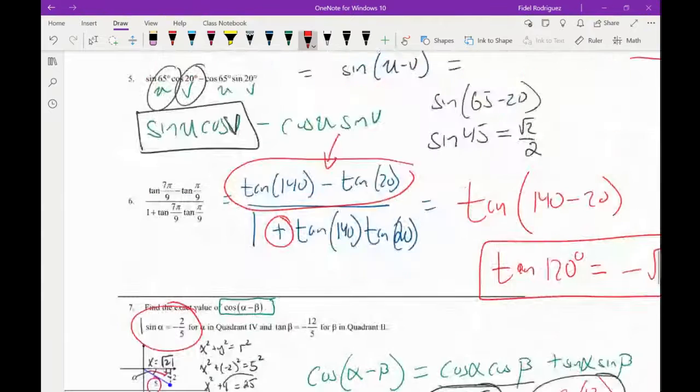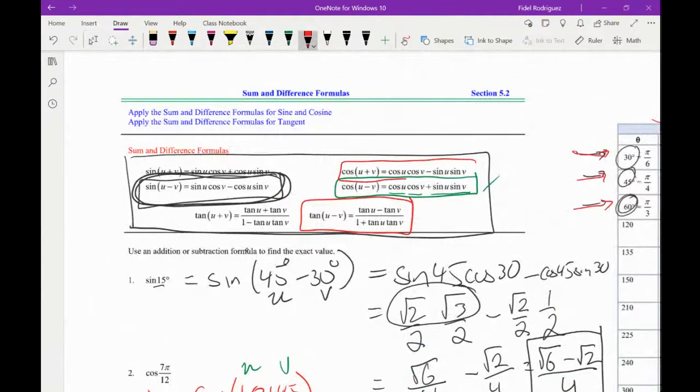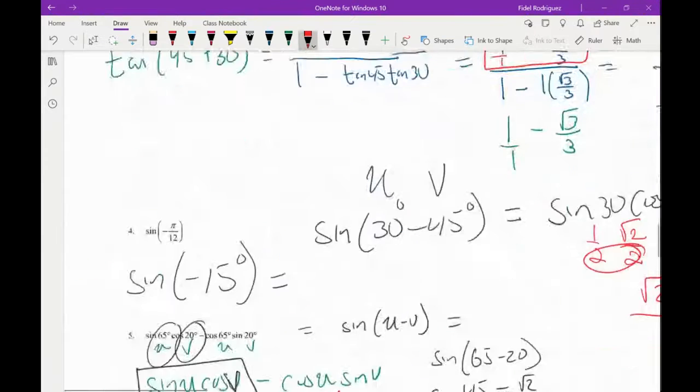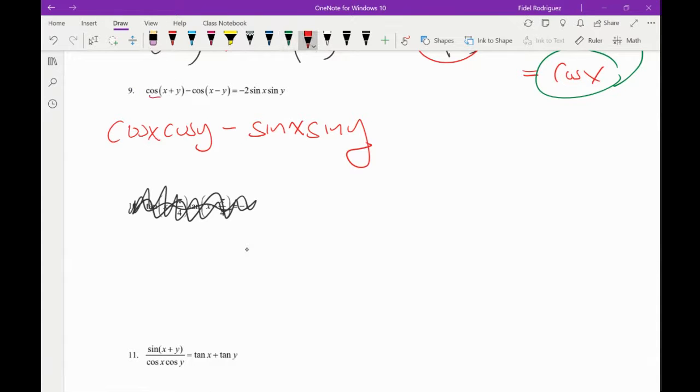Cosine of x plus y. I'm going to come back over here, and I'm going to use this formula right here. Cosine of u plus v is cosine of u, cosine of v, minus sine u, sine v. So the cosine of x plus y will be cosine x, cosine y, minus sine x, sine y. So all we've done here, y'all, is break up that piece. Okay?